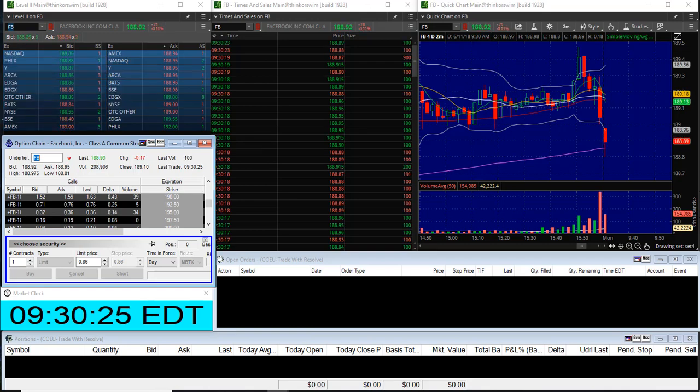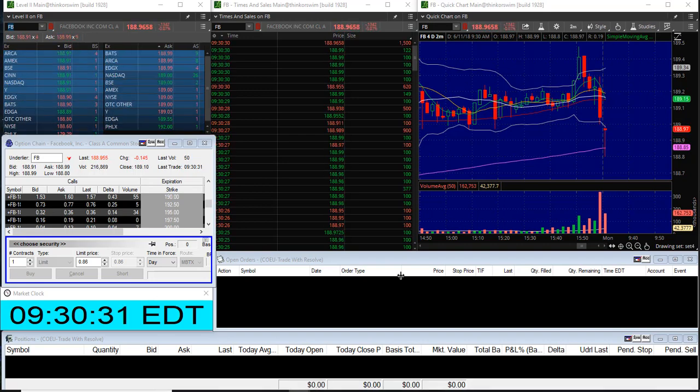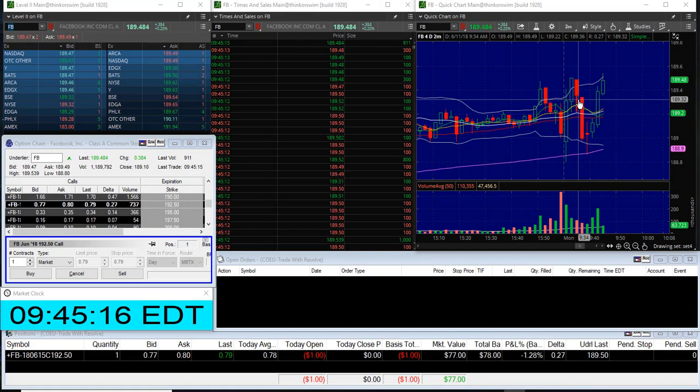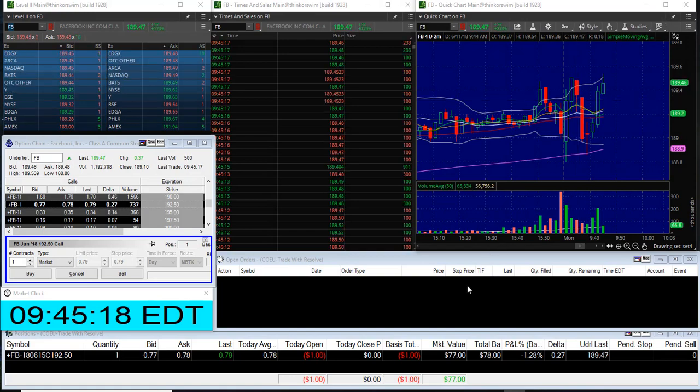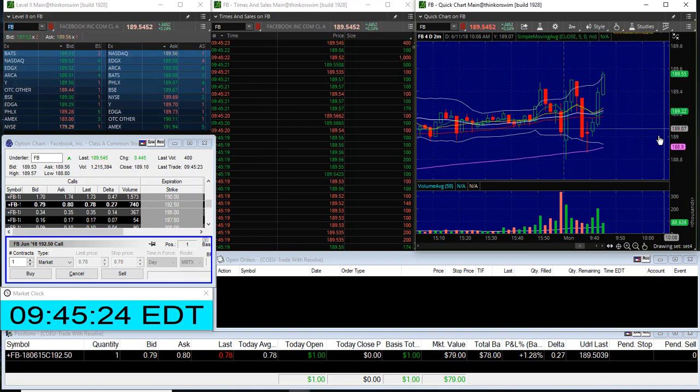So I am currently viewing Facebook here. At this point, I do believe that the price is going to increase, so I'm just going to wait for an ideal setup to present itself, and then I will enter into a trade. I am now in the trade. I purchased one call contract at 78 cents, which equates to an investment of just $78.